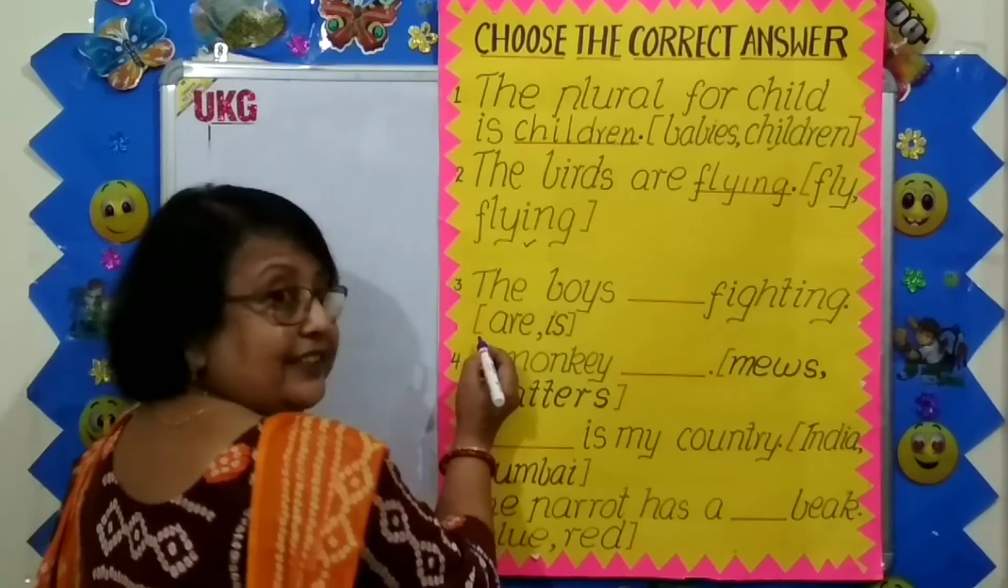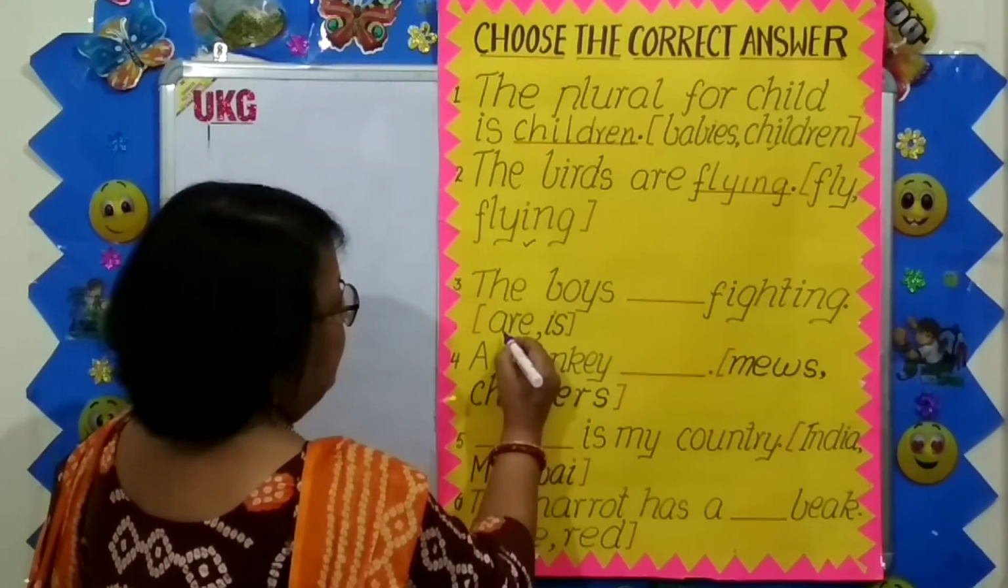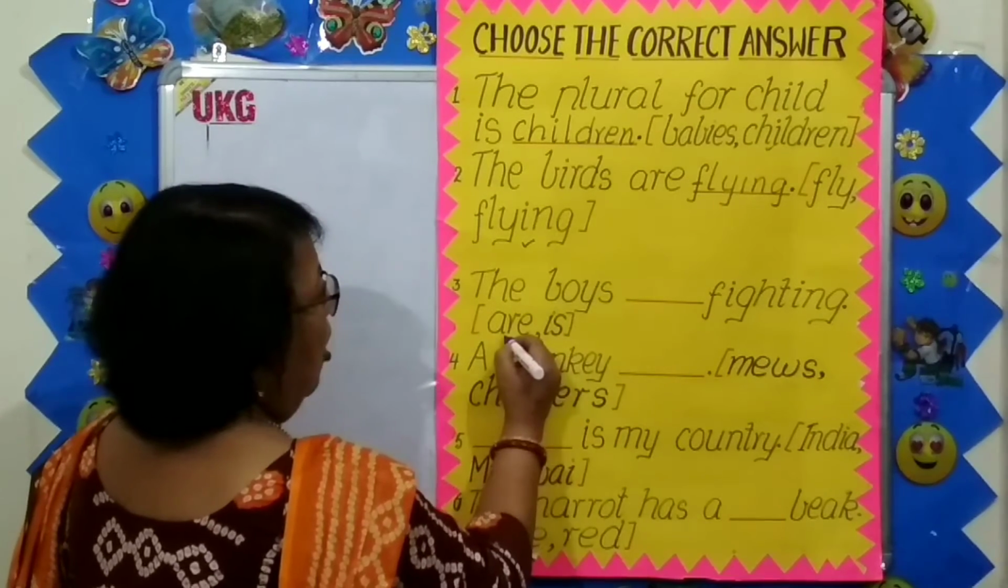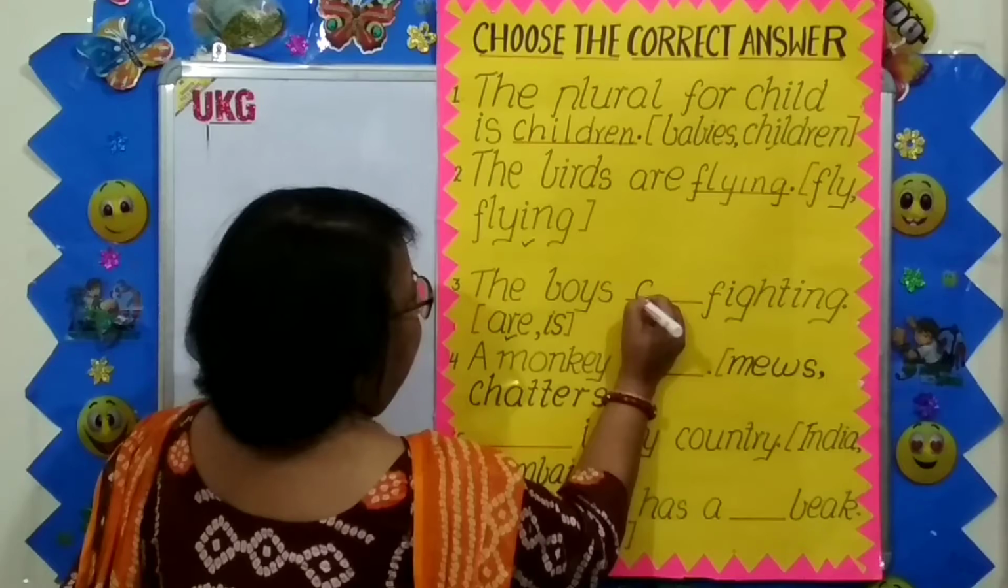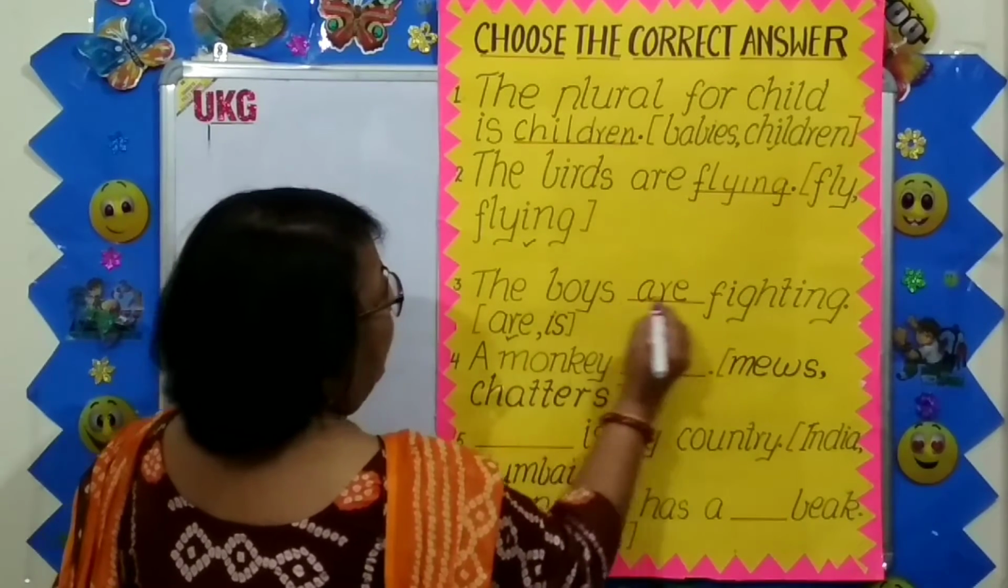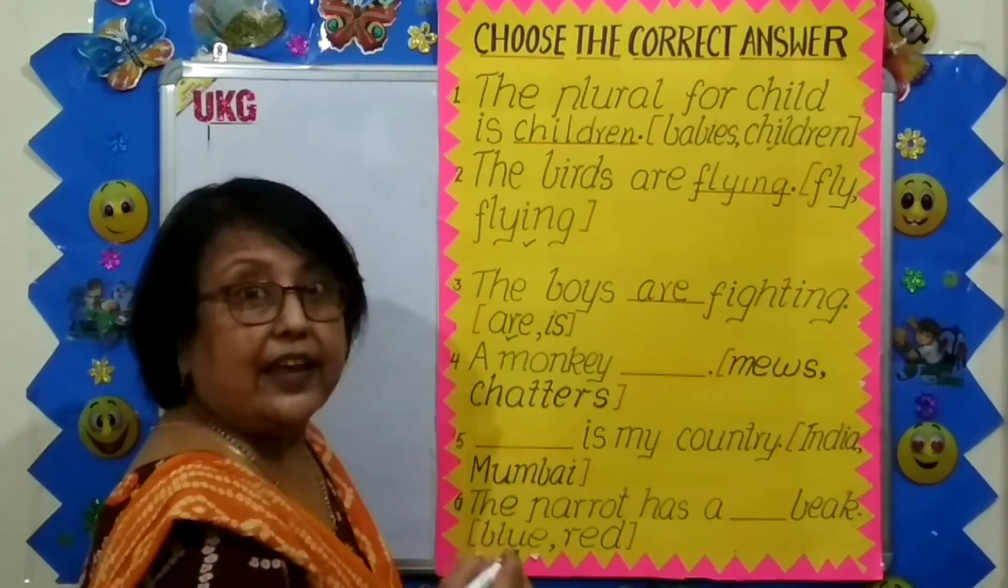Next, the boys dash fighting. Look within the bracket. What is the correct word? Are or is? We are talking about boys. So, are. A-R-E, R. The boys are fighting.